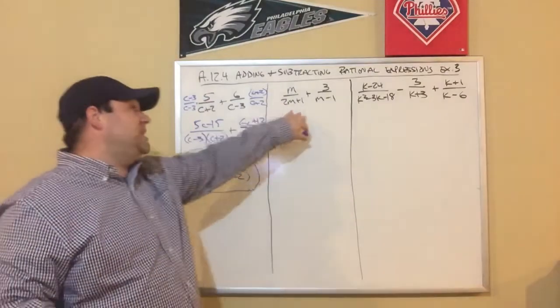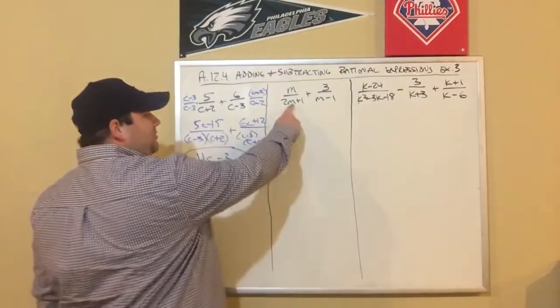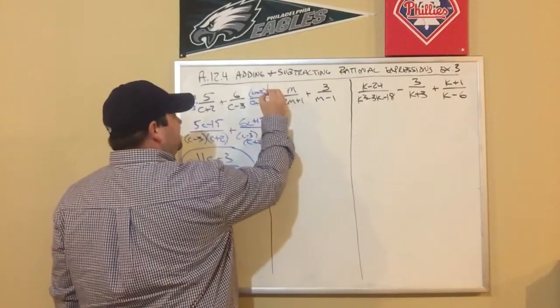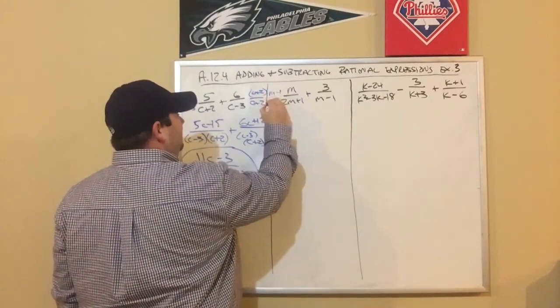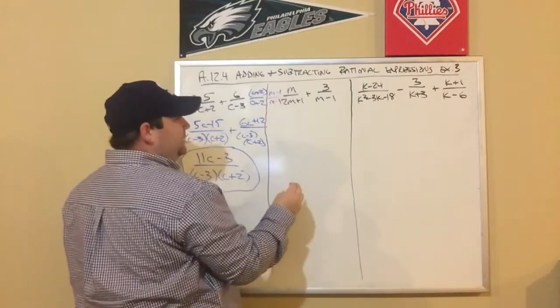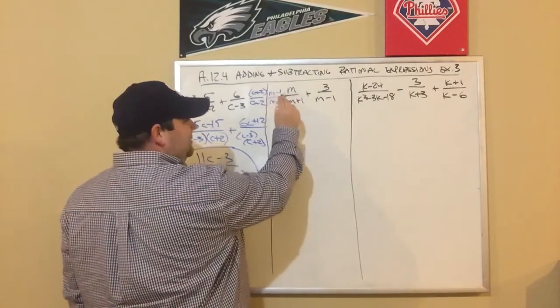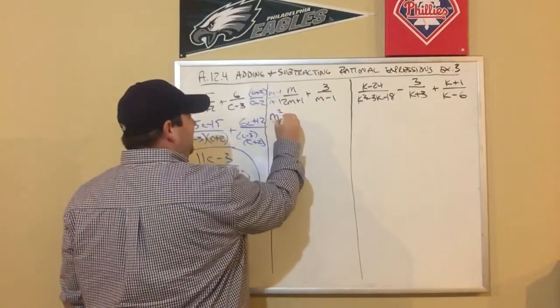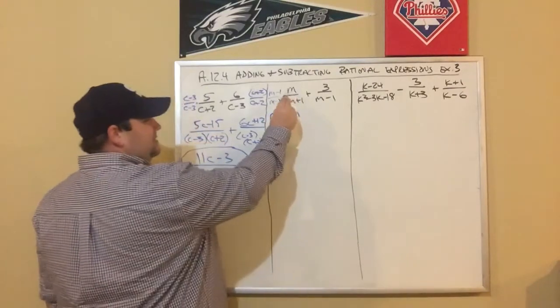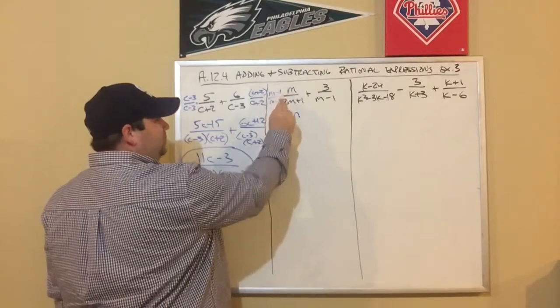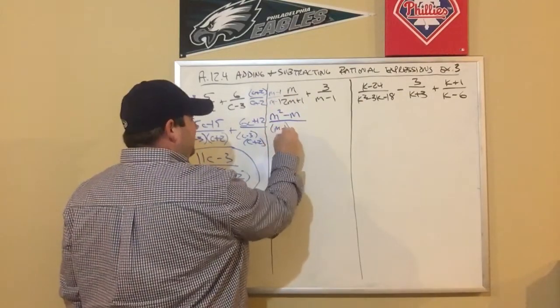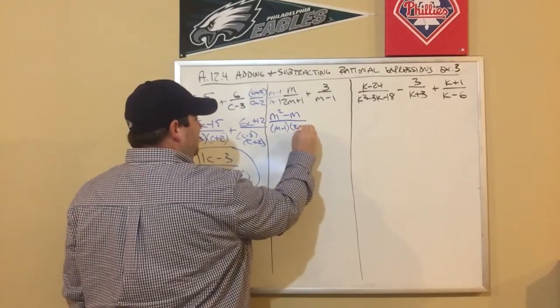So let's look at the next one. Same idea here. I've got two different denominators. I got 2m plus 1 and m minus 1. So I'm going to multiply this first side by m minus 1 over m minus 1. And when I do that, m times m minus 1, I'm going to distribute that. That's going to be m squared minus m. Because m times m is m squared. M times negative 1 would be negative m. And that's all going to be over m minus 1 times 2m plus 1.